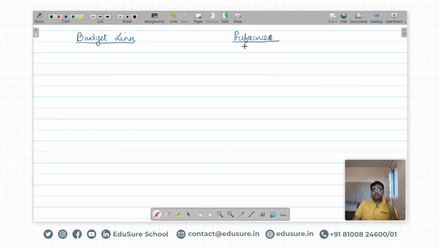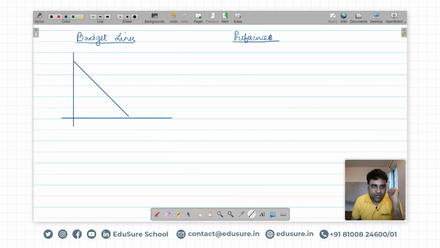Desirable properties that should satisfy the preferences of a consumer. In the budget line, we were able to find out how the two goods X and Y interact with each other, and given the money income that the consumer has, how we are able to draw the budget line in the XY space. In the XY space, M by Px and M by Py are the two intercepts of X and Y.